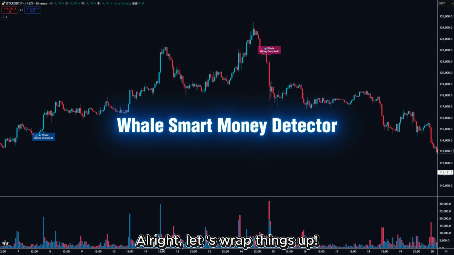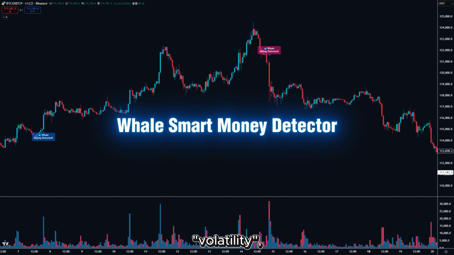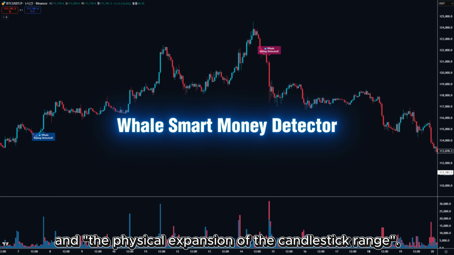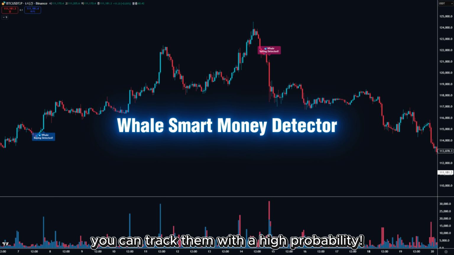All right, let's wrap things up. The traces of whale movements are found in sudden surges in trading volume, instantaneous execution speed, volatility, and the physical expansion of the candlestick range. By analyzing these 4 types of data, you can track them with a high probability.